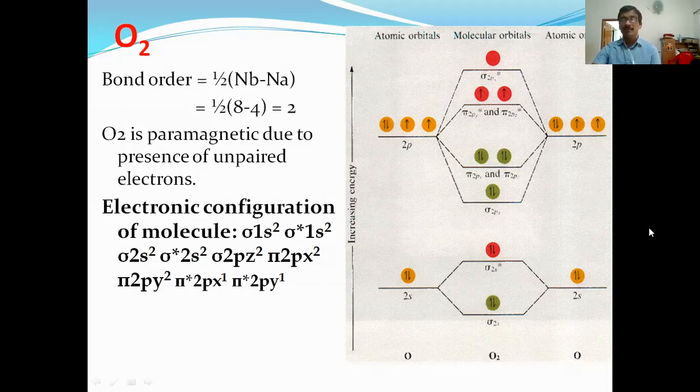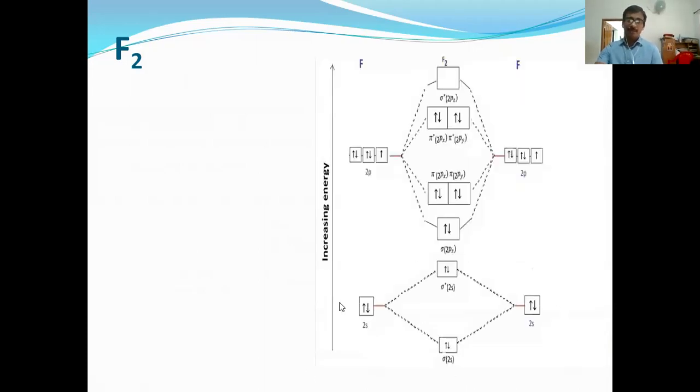Now the next case is fluorine. What is the electronic configuration of a fluorine atom? 1s2, 2s2, 2p5. And it also will follow the increasing order of energy as in the case of oxygen. That means sigma 1s, sigma star 1s, sigma 2s, sigma star 2s, sigma 2pz, pi 2px, pi 2py, pi star 2px, pi star 2py, sigma star 2pz. So we can draw the molecular orbital diagram. It is the molecular orbital diagram.